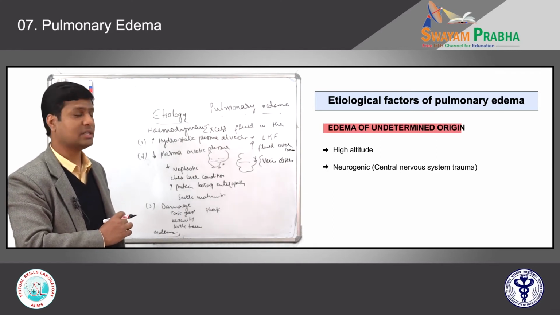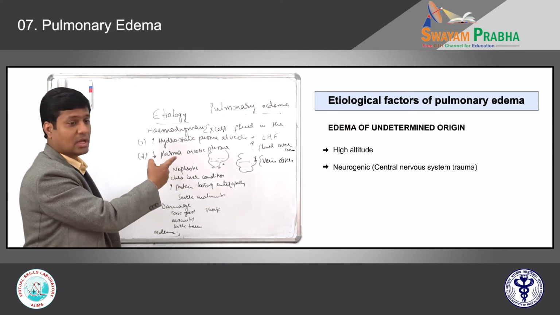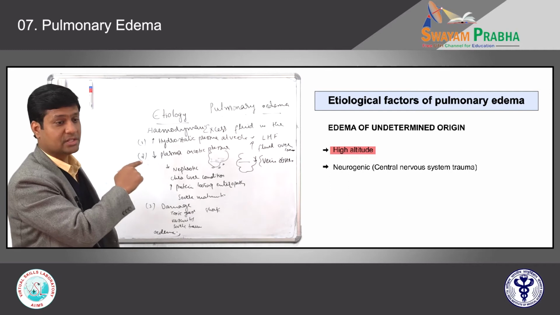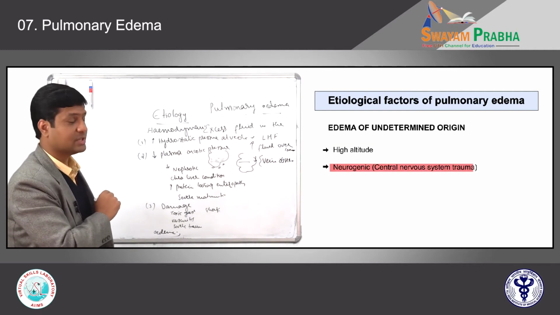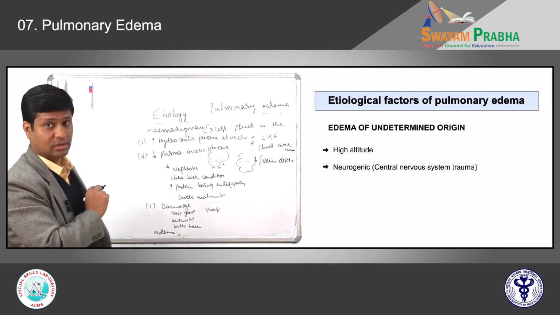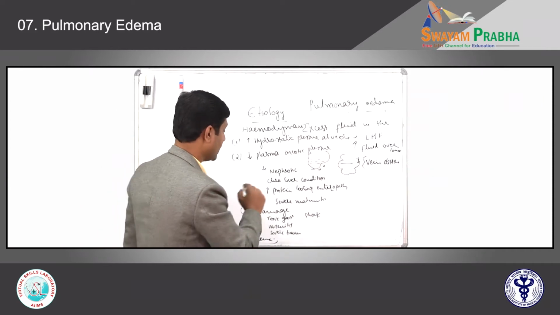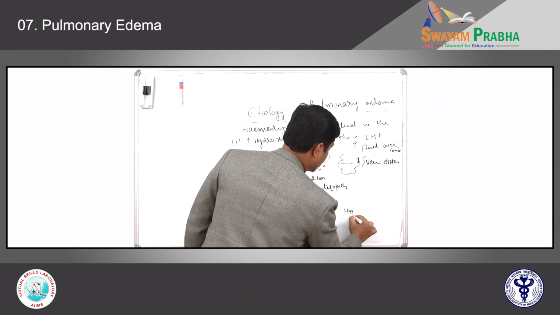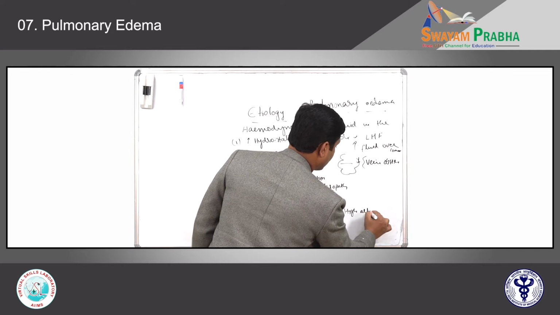So edema in undetermined causes. What are those causes? There is one, high altitude, and second one is neurogenic edema, seen in central nervous system trauma. So neurogenic edema and high altitude. High altitude is one of the important conditions. I will give you an example.